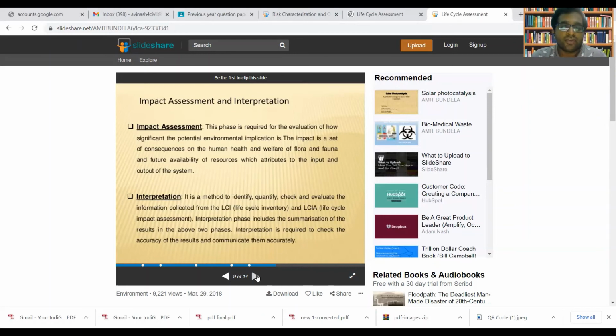This interpretation is required in order to check the accuracy of the results, and that needs to be communicated accurately. So this is the interpretation. It is a method to identify, quantify, check, and evaluate the information collected from the life cycle inventory and life cycle impact assessment. The interpretation phase includes the summarization of the results of the above two phases, to check their accuracy and communicate them accurately.